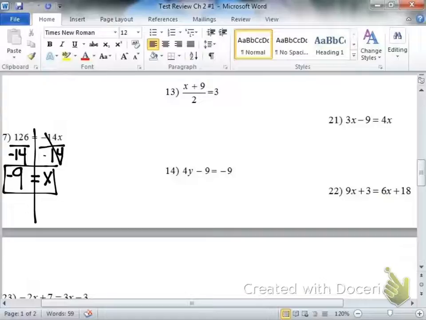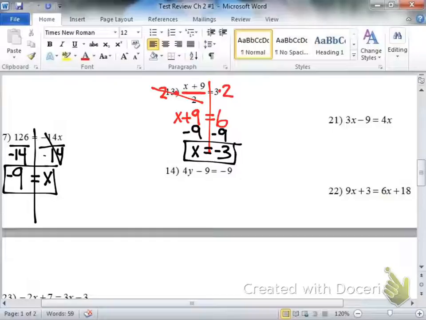All right, what type of problem is 13? I have a big division sign. Bodyguard problem, you have to get through that 2 before you can get to the x and the 9. So, multiply both sides by 2, that just crosses the 2's out. The only thing you have on the left side is x plus 9. On the right you have 3 times 2, which is 6. Now it's just a regular old one-stepper. What should I do? Subtract 9. So x equals -3. Questions?